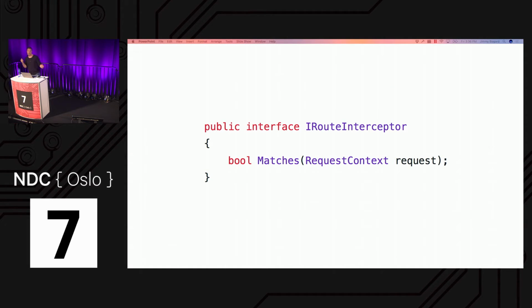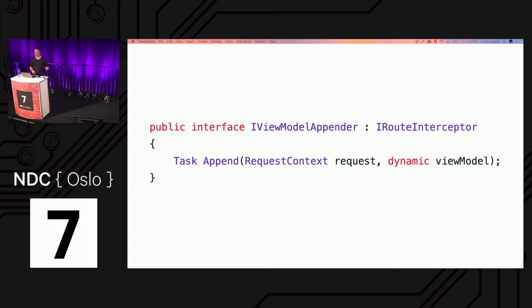So we can come up with a rather simple interface that just says, I'm a route interceptor, and if I match this individual request context, that could include the URL information, the query string, or some HTTP headers, so maybe I'm looking at different languages behind the scenes. Then, given the entire request context, tell me if you match or not, and if you do match, at that point I'm going to hand you the request context and this view model as a dynamic, which is basically a dictionary of values, and you are going to append your information on top of that individual view model.